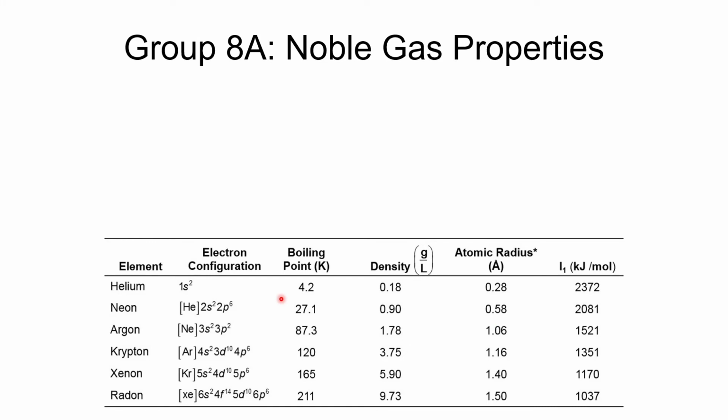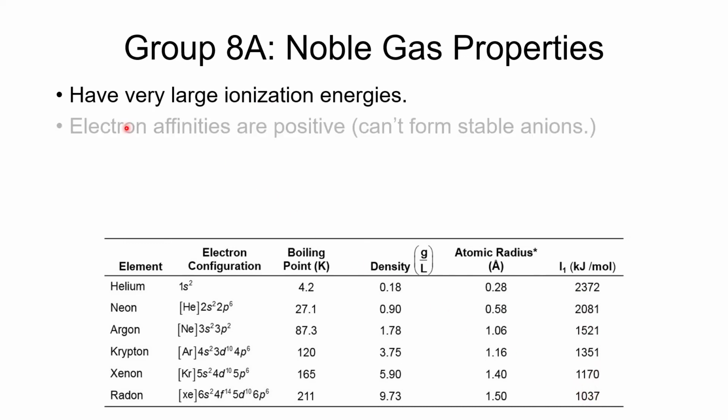Group 8A, the noble gases. All right, this is our final group. We're almost to the end of the chapter here. They have very large ionization energy, so you'll see the numbers here are quite large, although they're approachable when you get down here to the bottom. And I'll talk about that, how that's important here in a minute.